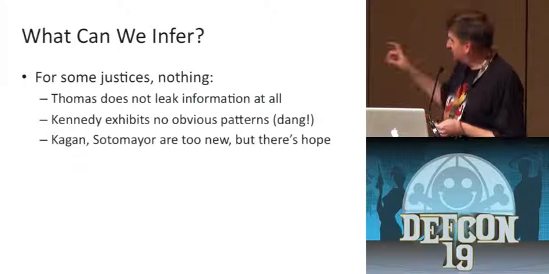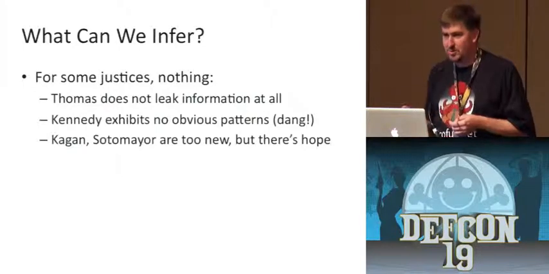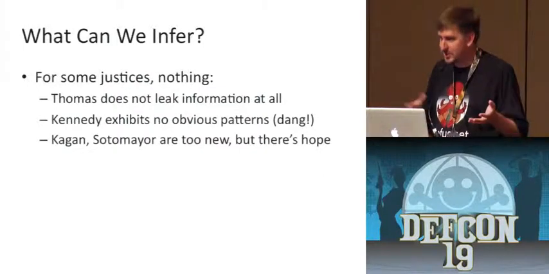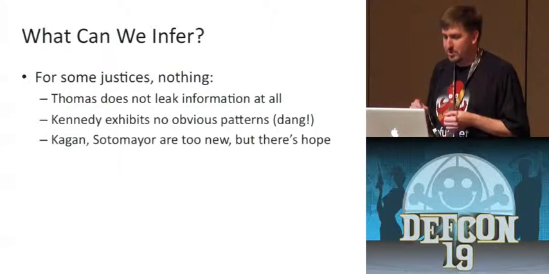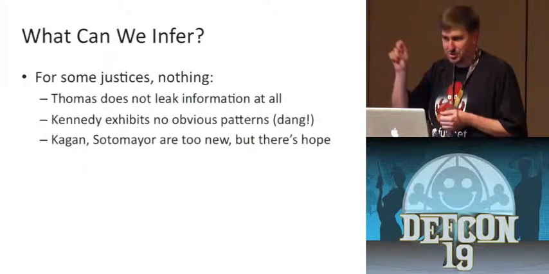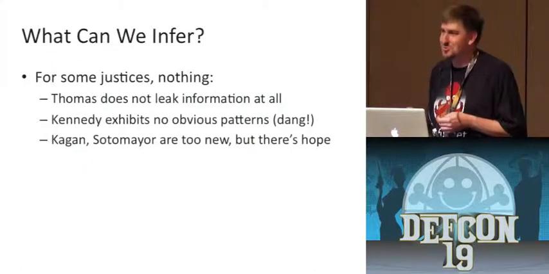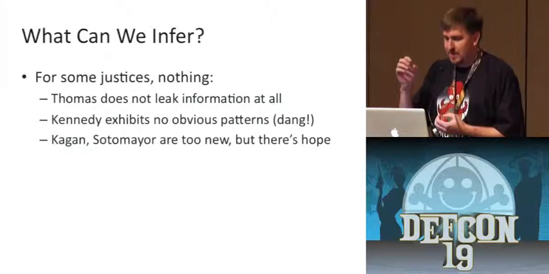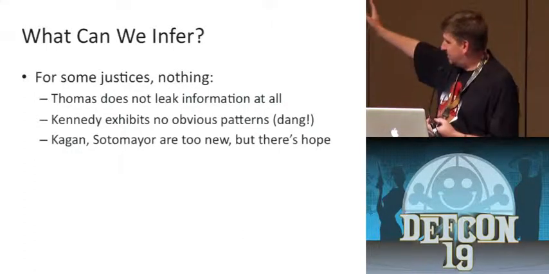And then we have Kagan and Sotomayor, who have not been on the court long enough to establish much of a record, so they might be leaking information. We don't have enough of an actuarial tail to actually say yet, but there's some hope. In other words, they deviate radically from the average of the court, at least in this short sample range, so maybe they will be doing something interesting down the road. Okay, so we did that. And we can say that for these four, not much can be said.